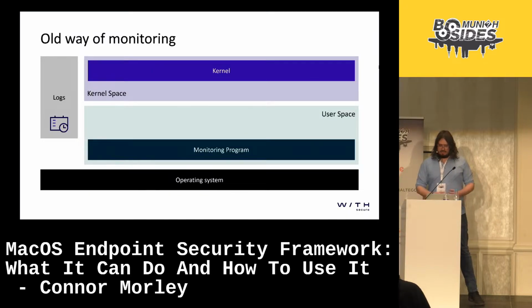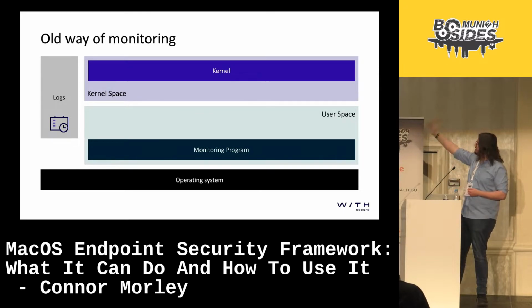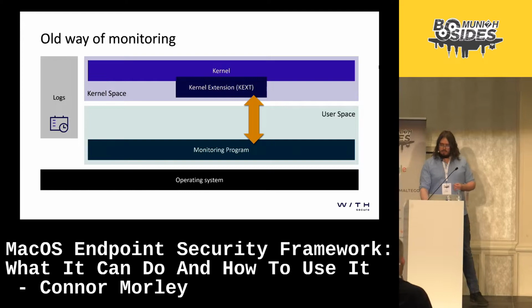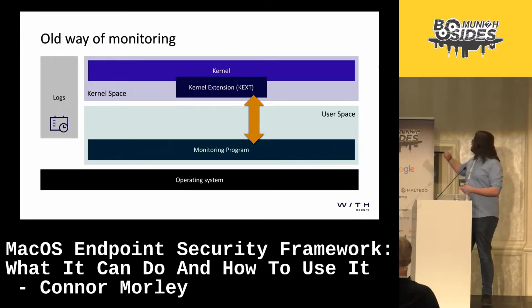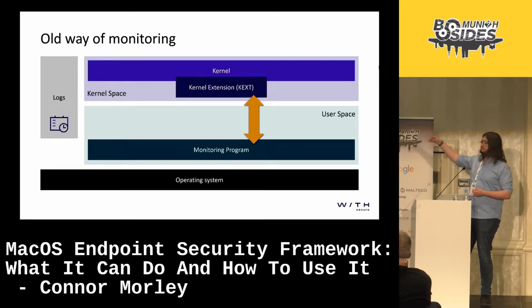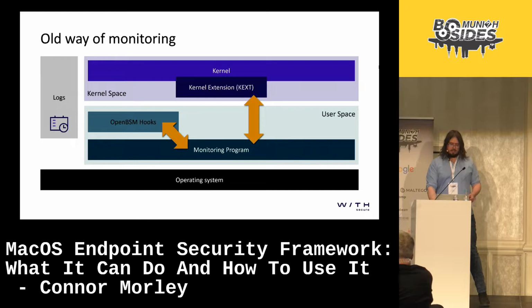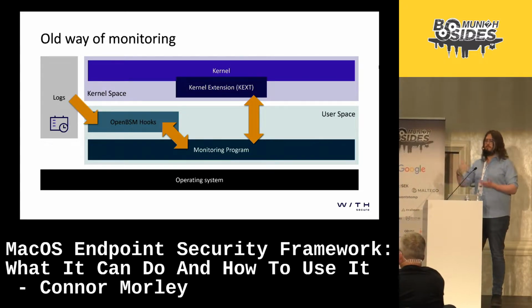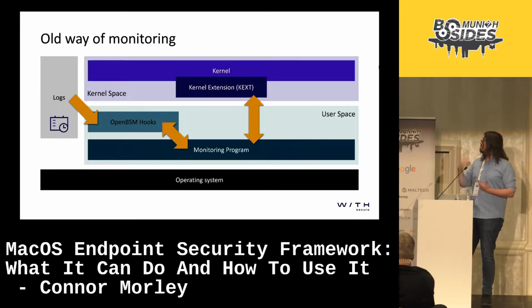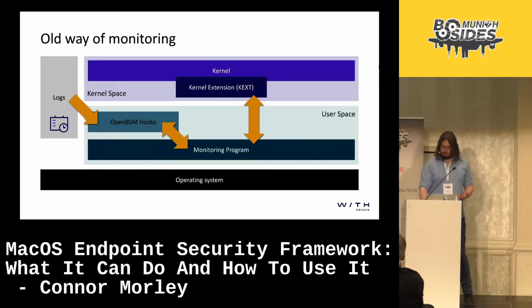So let's have a look at the old way of how monitoring worked. At the bottom, we have the user space, top kernel space, and on the left, the logs. What would happen is that third-party vendors would have their monitoring program hooked into a third-party kernel extension running in the kernel space and acquire telemetry via that point. Then, using OpenBSM hooks, they would hook into log files and acquire them through an auditing process, run them back through the monitoring program for detection processing.